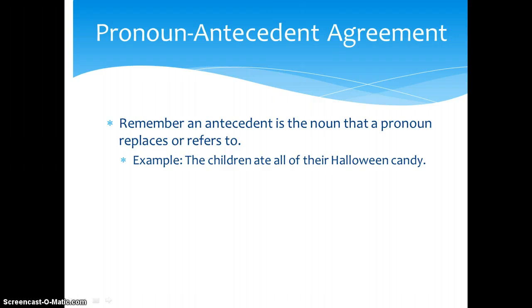So, the children ate all of their Halloween candy. There is our pronoun, and the antecedent is children because that's what it's referring to. We have that pronoun there so that the sentence does not have to read this way: the children ate all of the children's Halloween candy. We have their there to replace the second children. So their is referring to children, and children would be our antecedent.